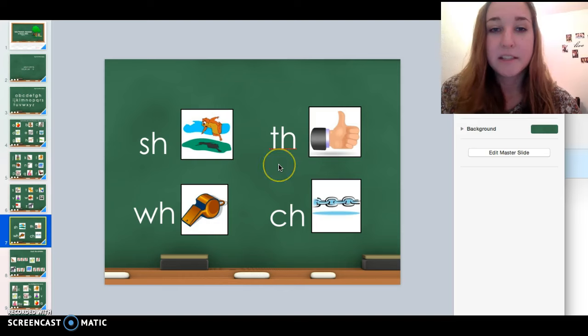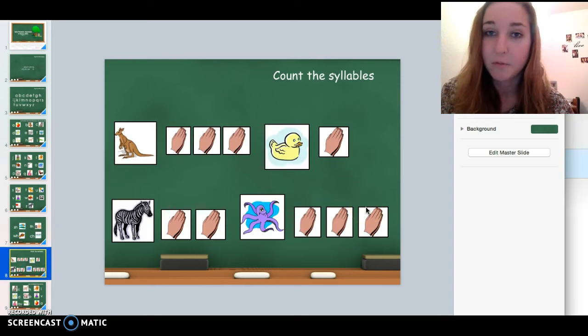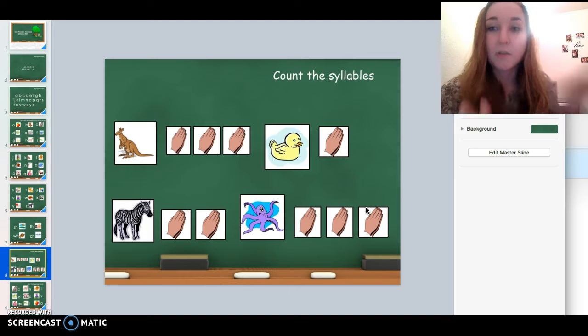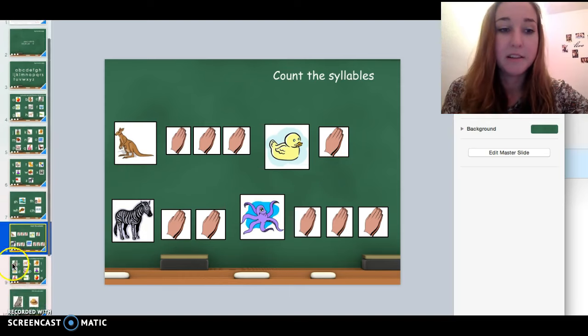This one is discussing pretty much word families, but beginning word families, so SH and shadow, so sh, and then thumb, the th, and it continues, and you can have more practice with that. Then here's a different one where you can count the syllables, so kangaroo, and it shows 3 different claps there, so that'll help with that. And then duck, so there's practice with syllables on top of that.